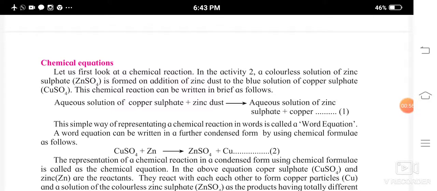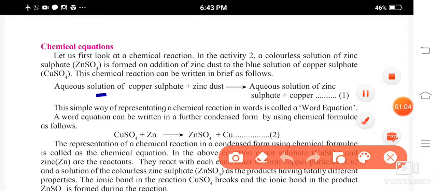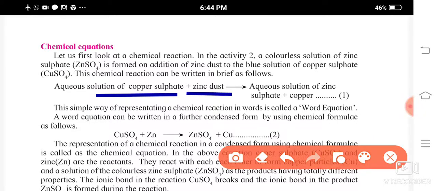Now see how you are going to write this chemical reaction. Aqueous solution of copper sulfate plus zinc dust will form, see, these are the reactants. So which product is it going to form? Aqueous solution of zinc sulfate plus copper. Copper is deposited on the zinc metal, isn't it?